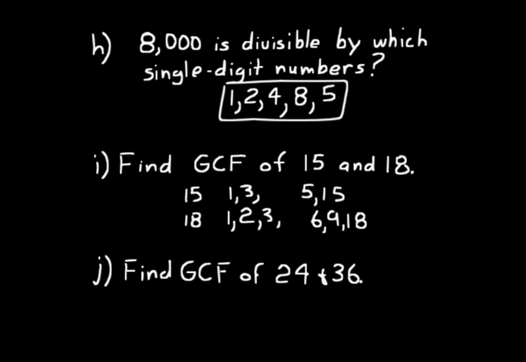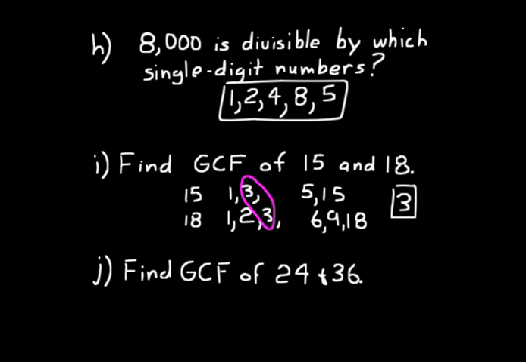Now the greatest common factor, that wouldn't be the 1's, it'd be the 3's, right? They both have a 3 in common, and they both have a 1 in common too, but 3 is the greater of those common factors, so that is the correct answer, 3.